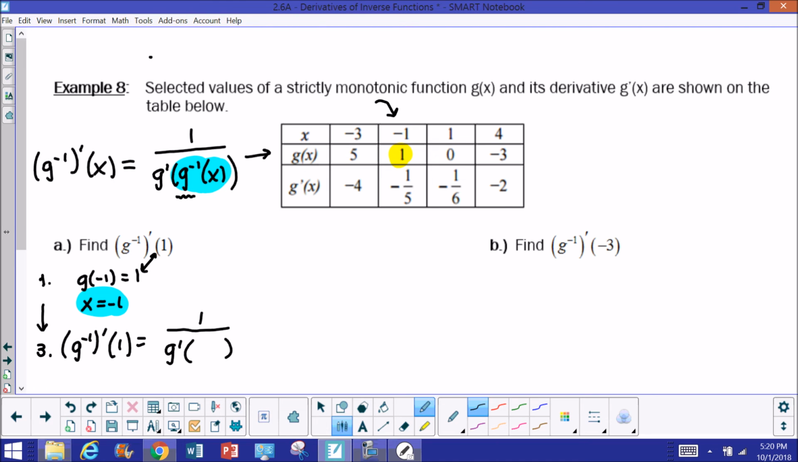So we are going to replace the value in the parentheses here with -1. And so when we read this from the chart, g prime of -1 up here is going to give us this value of -1/5 down there. So I have 1 over -1/5, which gives us, of course, an answer of -5.